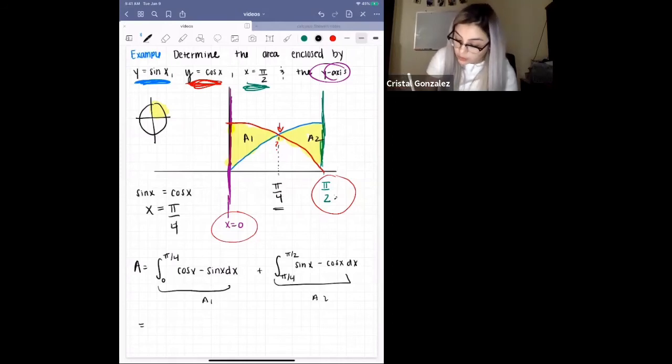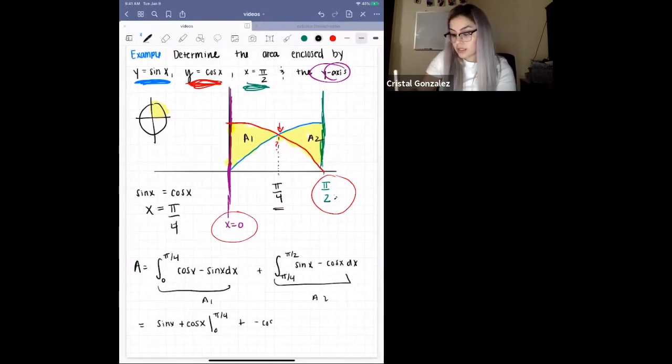We're going to get the integral of cosine is sine x. The integral of sine x is negative cosine x. So that's going to be plus cosine x, and sine x is negative, from 0 to pi over 4. And then this is going to be plus the integral of sine x is negative cosine x. The integral of cosine x is sine x from pi over 2 to pi over 4.